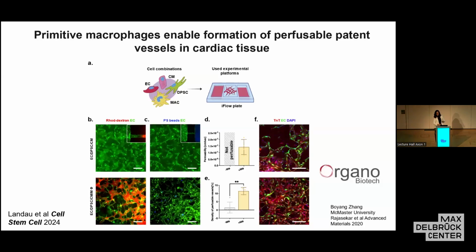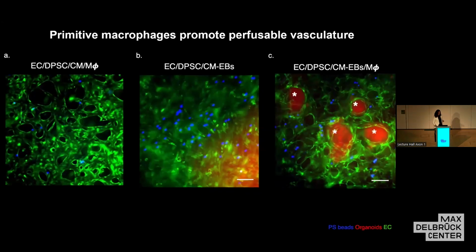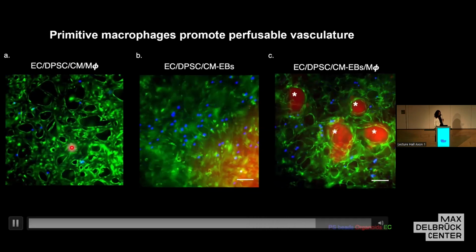And then the question is, do these cells really help with perfusion? And the answer is yes. With macrophages, we get nicely perfusible vasculature on par with what you would get in vivo. And you will be able to see that in the movies here that are running. If you look on this side, you can see blue beads going through the vasculature.